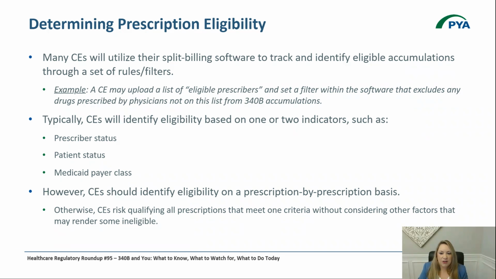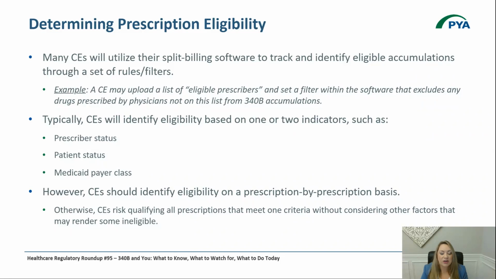So first things first, we talked about determining prescription eligibility, and I showed you that slide that had the 6 boxes on it and the very, very small text, which I apologize for it being so small, on the different criteria that you've got to think about and look for when determining prescription eligibility. And when I say you, I really mean within your software, within your TPA arrangement or your split billing software.